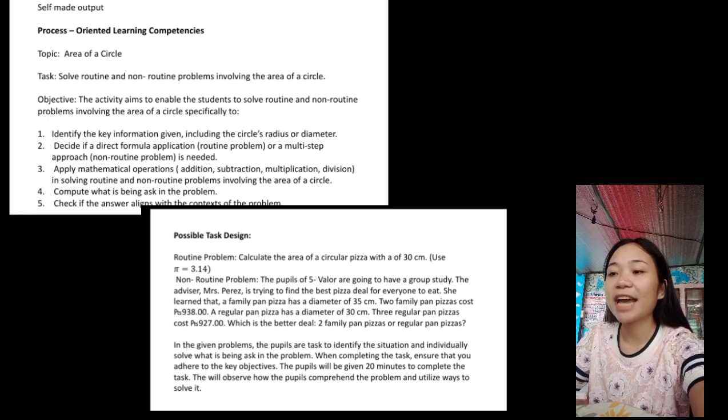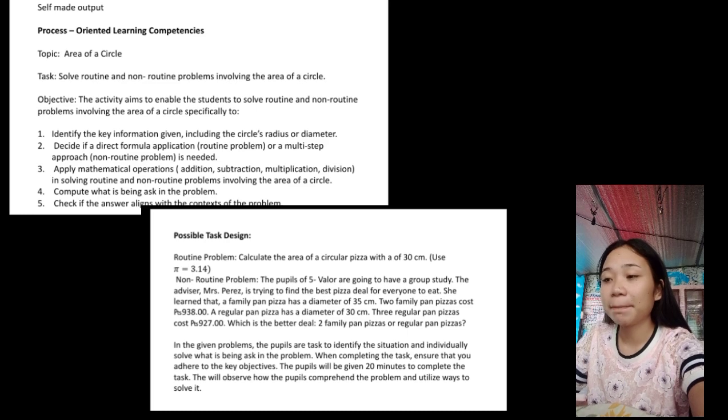The pupils of 5 Valor are going to have a group study. The advisor, Ms. Perez, is trying to find the best pizza deal for everyone to eat. She learned that a family pan pizza has a diameter of 35 cm. 2 family pan pizzas cost 938 pesos. A regular pan pizza has a diameter of 30 cm. 3 regular pan pizzas cost 927 pesos. Which is the better deal? 2 family pan pizzas or 3 regular pan pizzas?